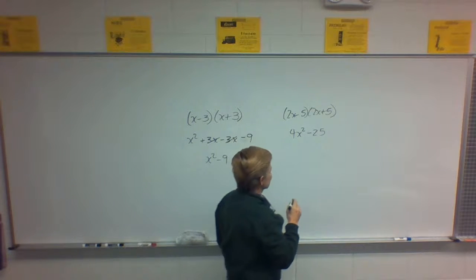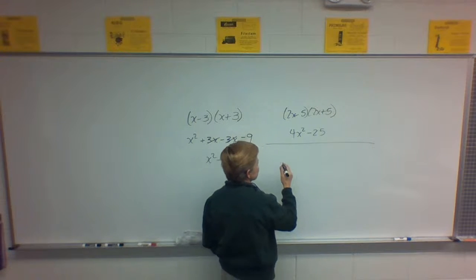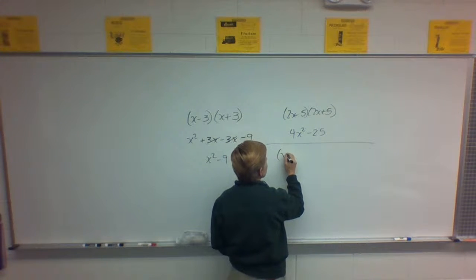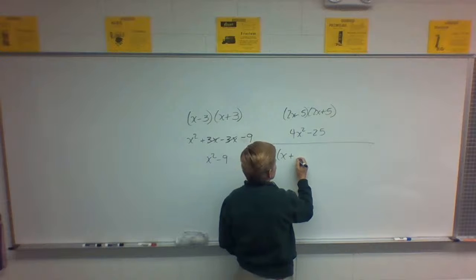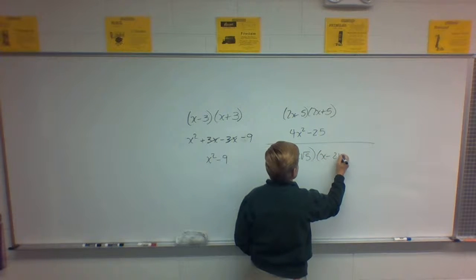So let's see if you can carry that a little bit further. See if you can tell me, now that this is bringing both of those ideas home that I started with, can you tell me what, for example, x plus 2 root 5 times x minus 2 root 5 would be?